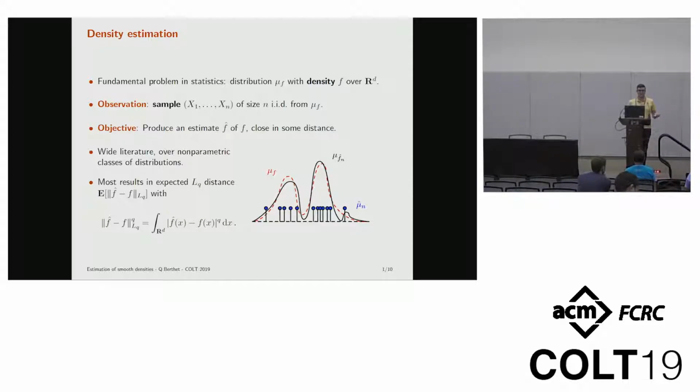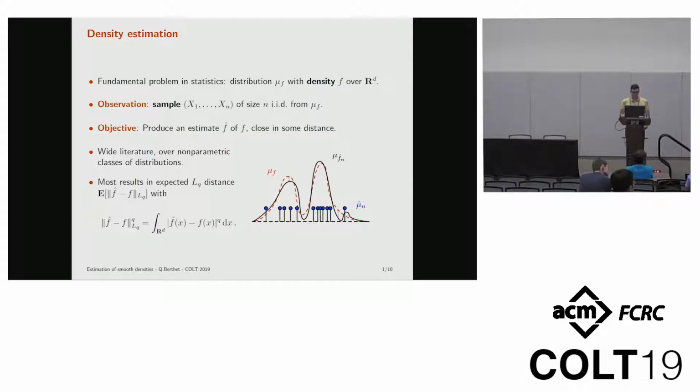So of course, there's a very wide literature over many, many non-parametric classes of densities for this. And in most results, the difference between the densities is measured vertically, right? So we want these two objects as functions to be close. Here, what we're interested in is producing two objects that will be close in Wasserstein distance, right?